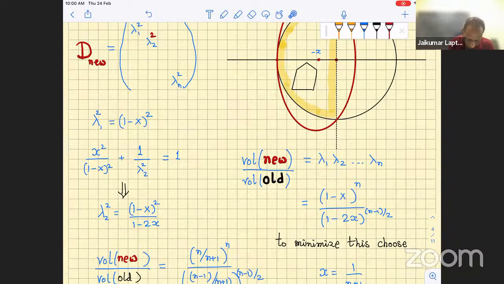Yeah, so we have to take the lambda2. Lambda2 is the square root of this. So you get a total accumulation of 1 minus x n times, and this 1 minus 2x, n minus 1 over 2 times. Is this clear?